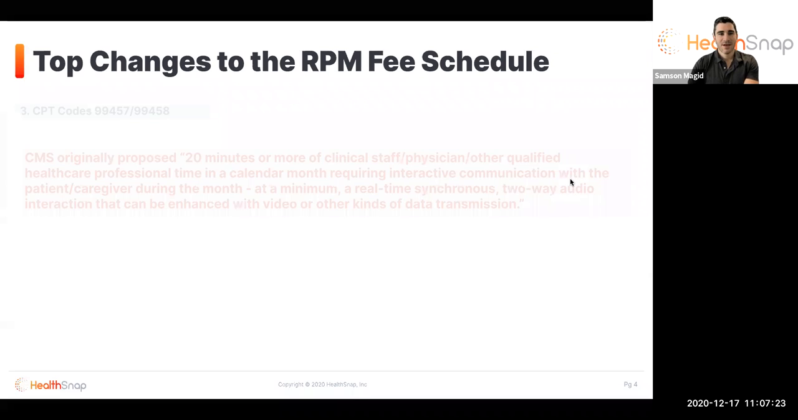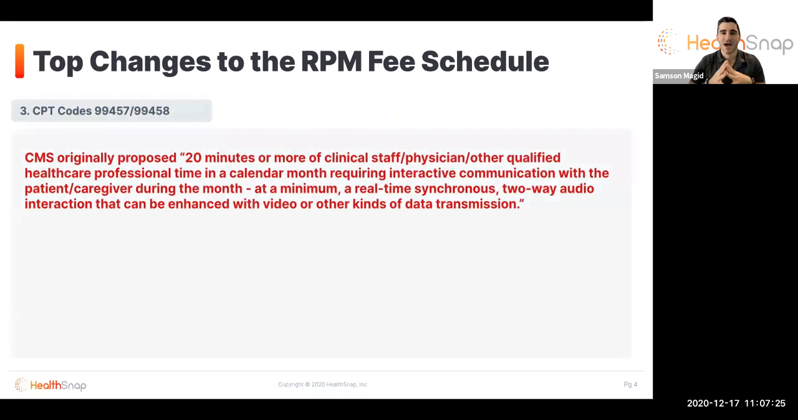Moving forward. So this one was the hot topic. When the initial fee schedule was released on December 1st, it was originally written for 99457 and 99458 that it was 20 minutes or more of clinical staff, physician, or other qualified healthcare professional time in a calendar month requiring interactive communication with the patient during the month. And what they said specifically was, at a minimum, a real-time synchronous two-way audio interaction that can be enhanced with video or other kinds of data transmission.